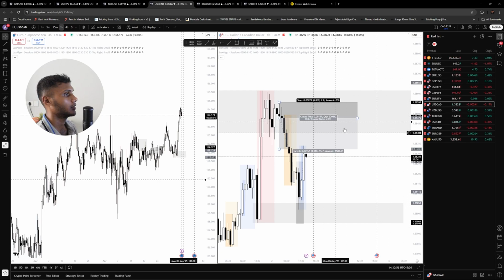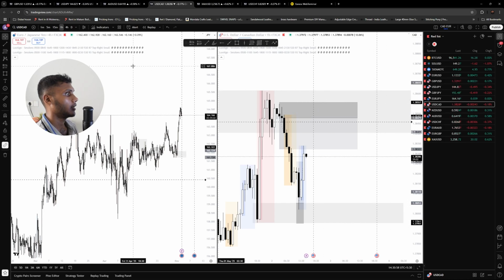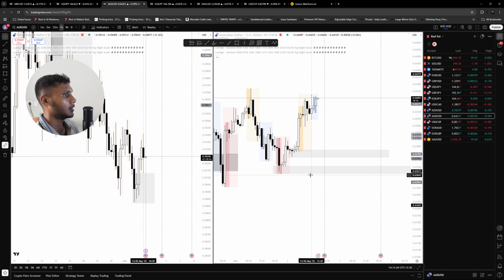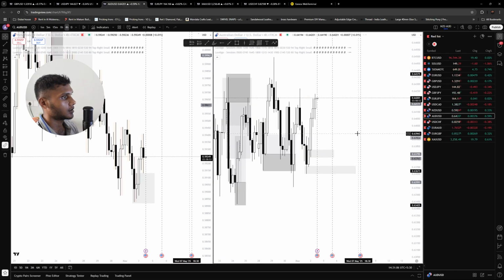I will place the alert here, and Euro JPY, there's a long way to go to come here or create a new opportunity. So let's see. Aussie dollar, this looks like a valid zone.